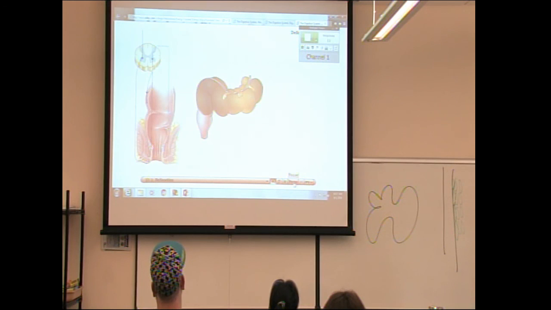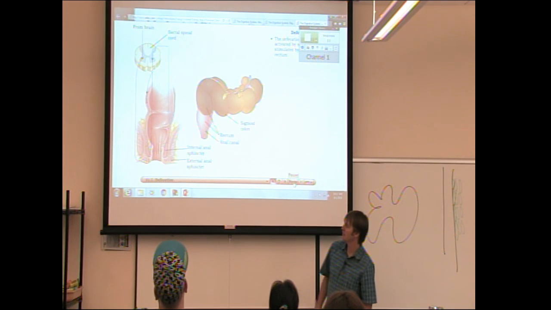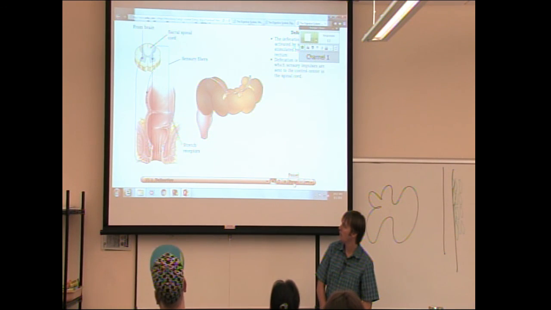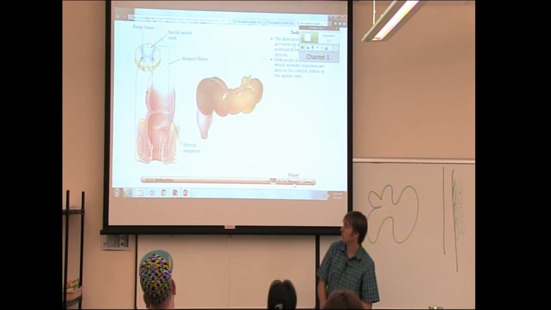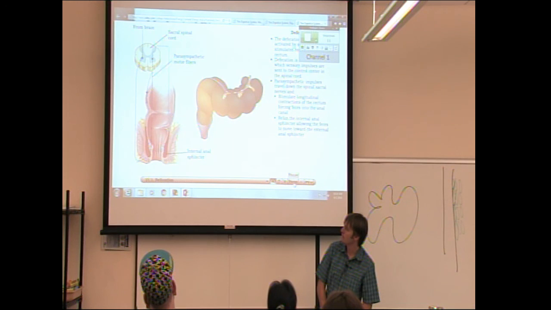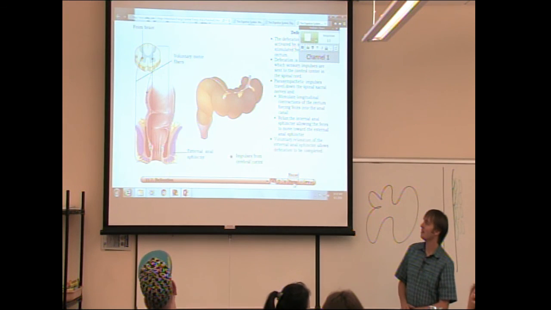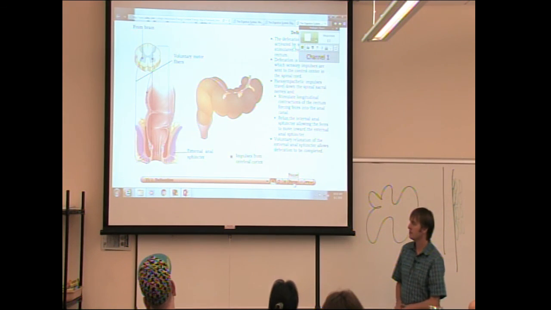All right, so here's our defecation reflex. Stimulated by the filling of the rectum, activate the defecation reflex. Defecation is an autonomic nervous system reflex in which sensory impulses are sent to the control center in the spinal cord. As parasympathetic impulses travel down the spinal sacral nerves, they stimulate longitudinal contractions of the rectum, forcing feces into the anal canal. They also relax the internal anal sphincter, allowing the feces to move toward the external anal sphincter. The voluntary relaxation of the external anal sphincter allows defecation to be completed.